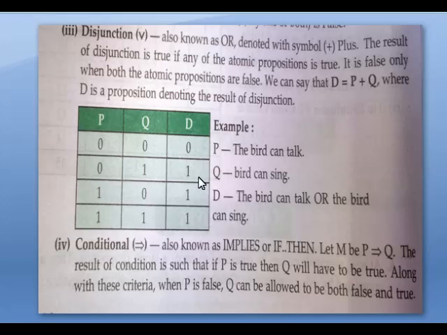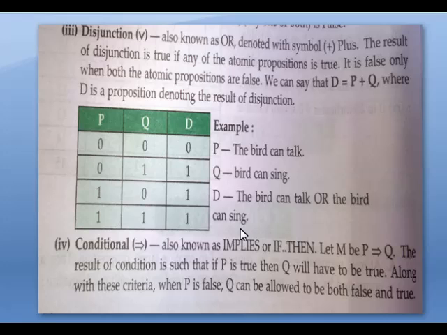So in statements, how are we going to use the connective or? Example: P, the bird can talk. Q, the bird can sing. How will you connect these with the connective word? The bird can talk or the bird can sing.